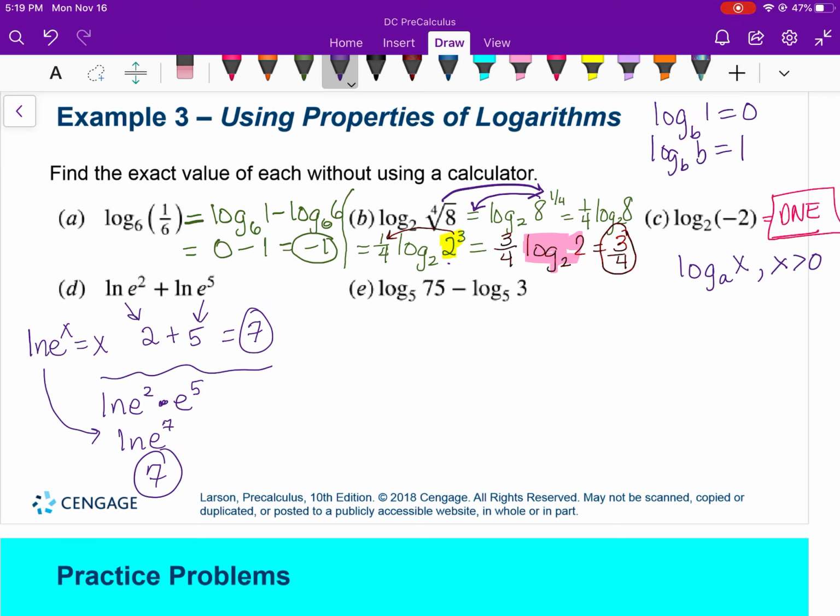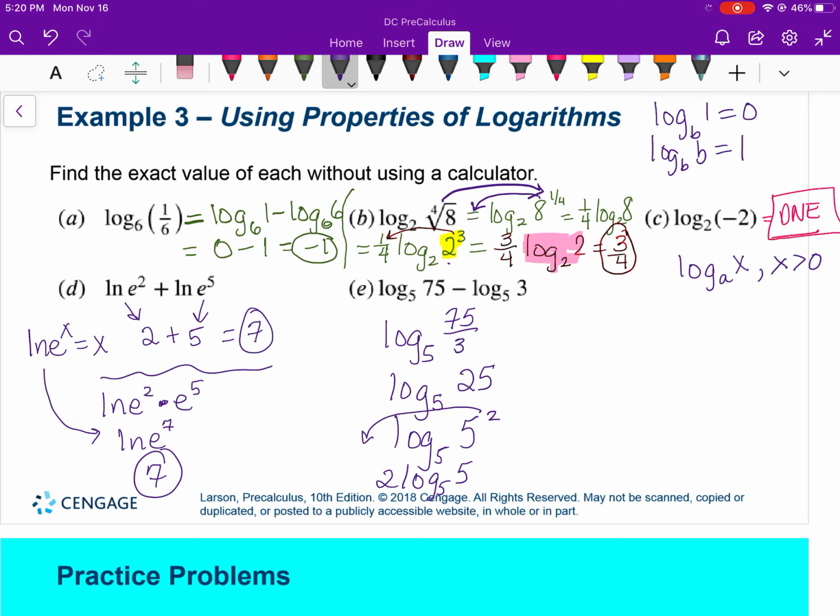Okay, last one. Subtraction. I'm going to squeeze it back together with some division. And I'm going to divide and get 25. And then I'm going to write 25 as 5 to the second. I can bring my 2 out front. Log base 5 of 5 is 1. 1 times 2 is 2. Or I could have taken this and said 5 to what power is 25, written it as an exponential, and I'd be right back there at 2.